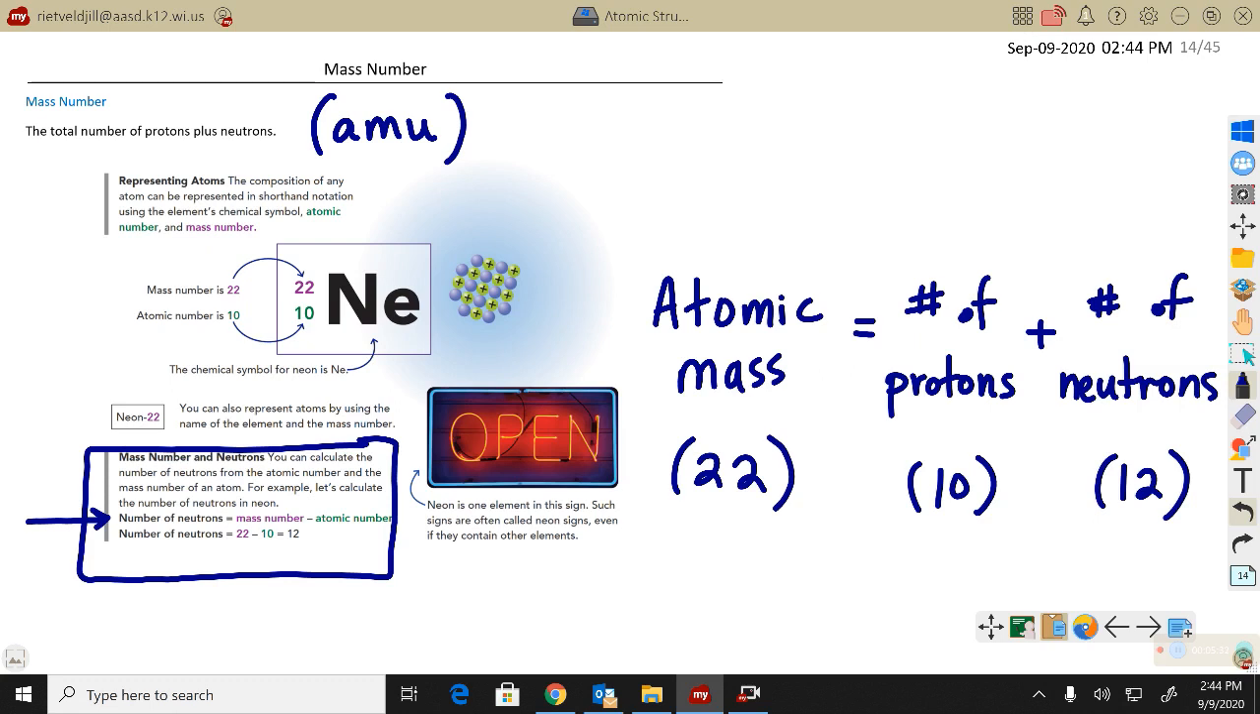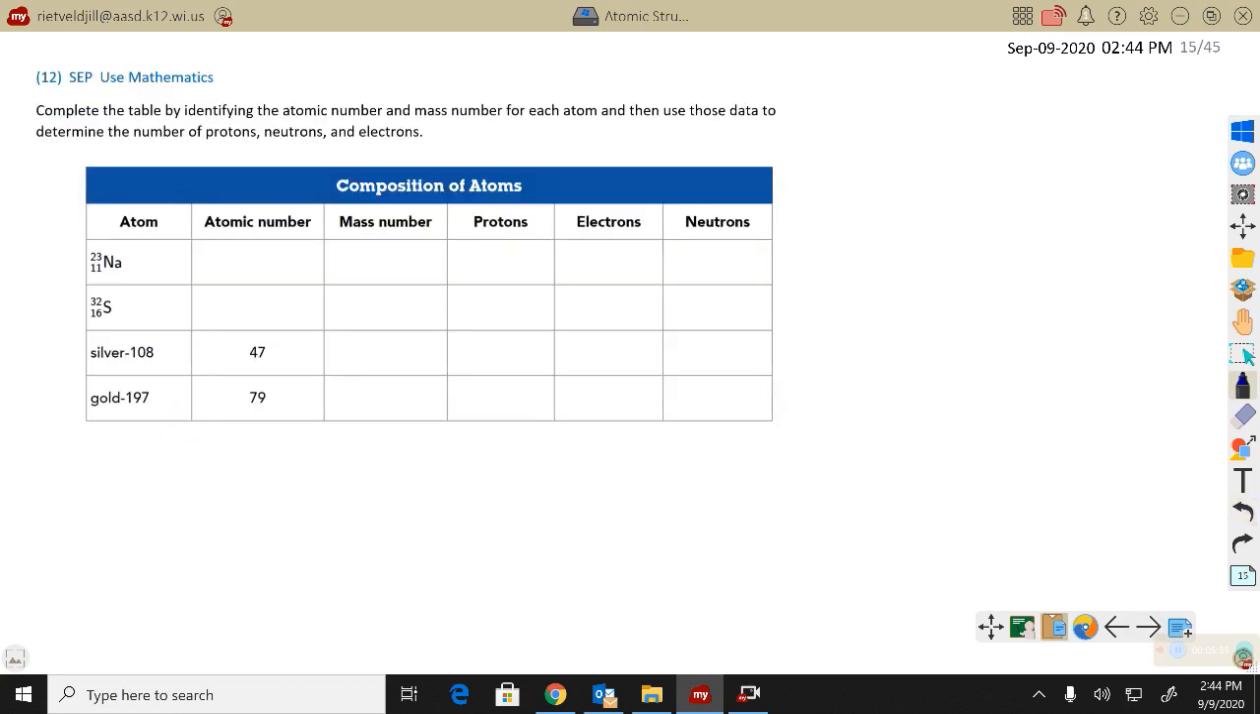It's really cool. Okay, so this is where we want to focus our efforts today. And I hope you had a chance to look at this using a periodic table. Often we use periodic tables to find some of this information, although here they're giving us everything that we need. We're going to use some mathematics. Complete the table by identifying the atomic number and the mass number for each atom. Then we'll use that data to determine the number of protons, neutrons, and electrons.